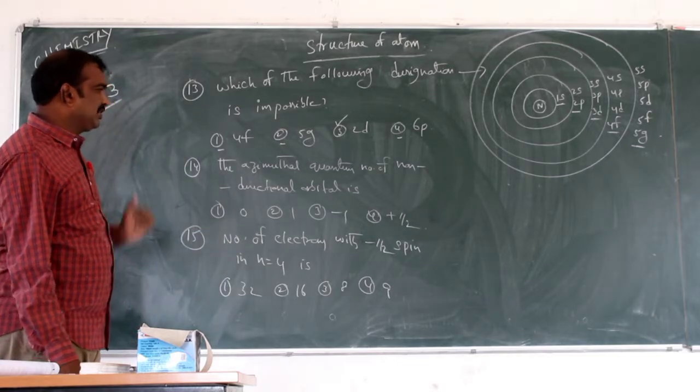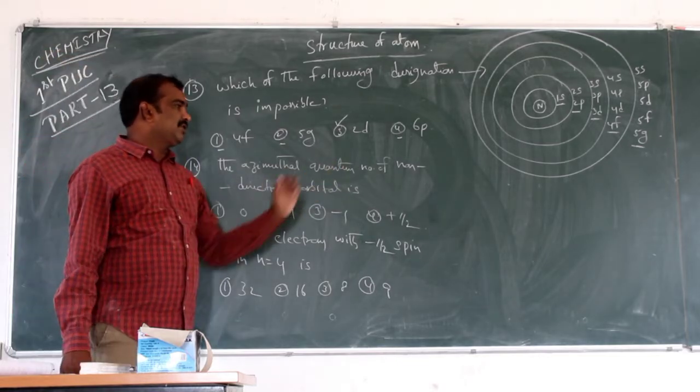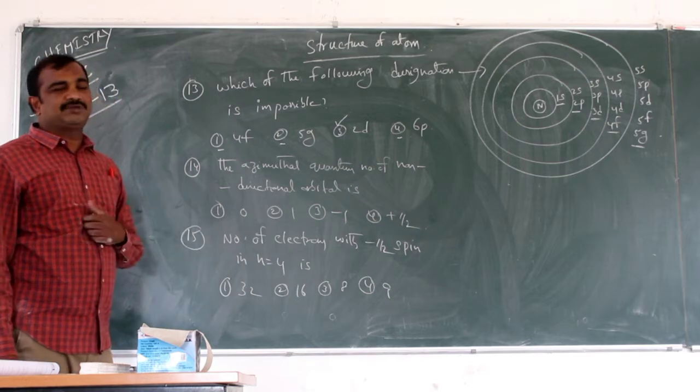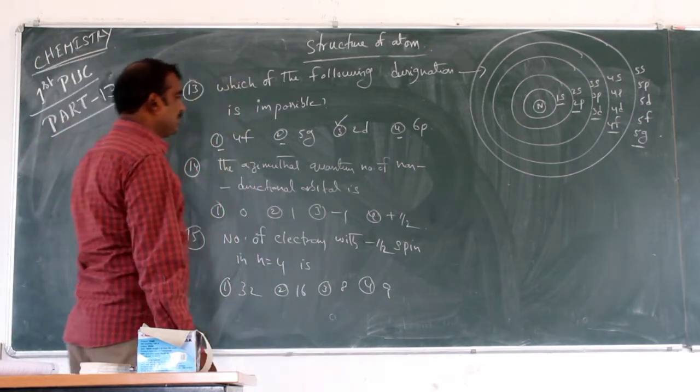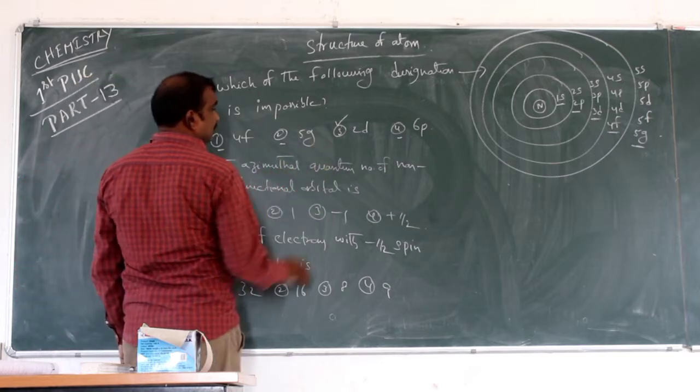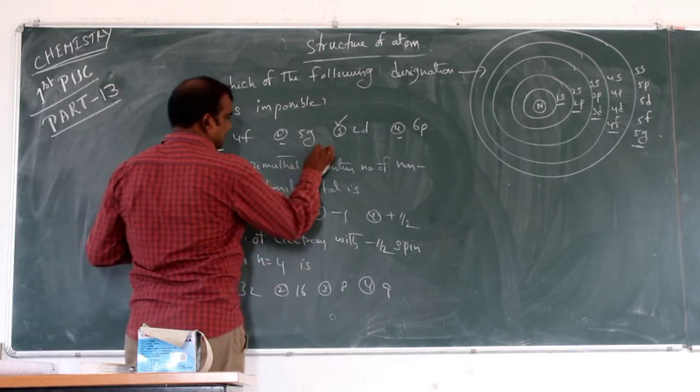When you go to the 14th one, the azimuthal quantum number of non-directional orbitals. Azimuthal quantum number means which one? Azimuthal quantum number means L.